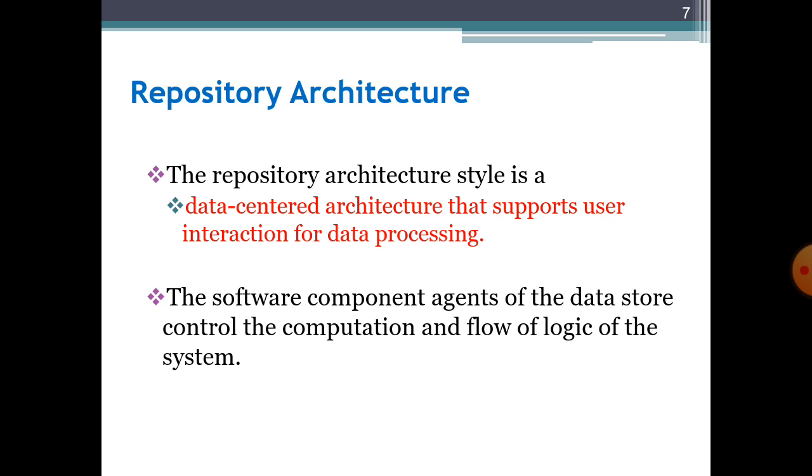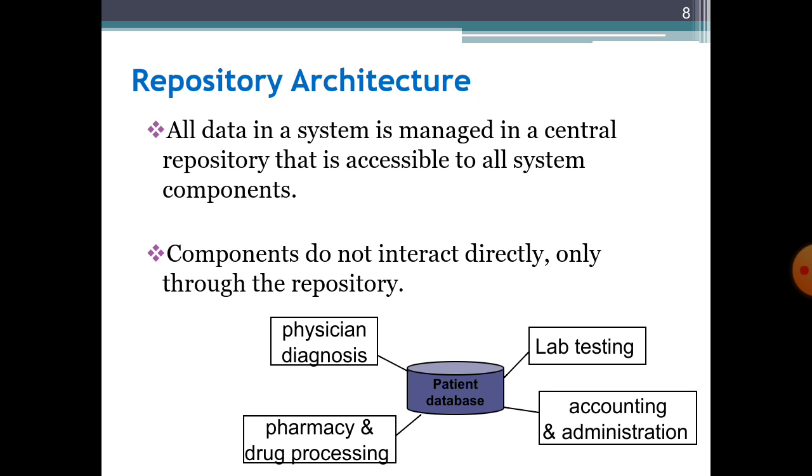Students, you need to understand one thing: any data centered or shared data software architecture has two basic components, or partitions: number one, data store, and number two, independent components. And these independent components do not communicate directly with each other. All kinds of communication will be conducted through the data store. So we can also say that the data store controls the computation and flow of logic of the entire system as well.